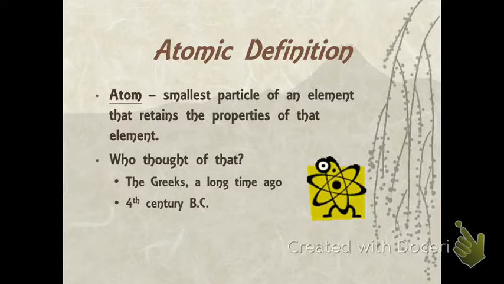The folks that first thought about that were the Greeks a long time ago. In the 4th century BC, a fellow named Democritus is actually the one who coined the term atom, which does mean a tiny indivisible part.